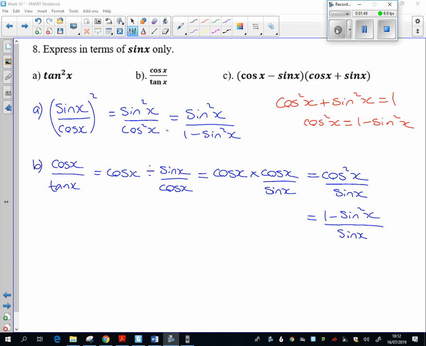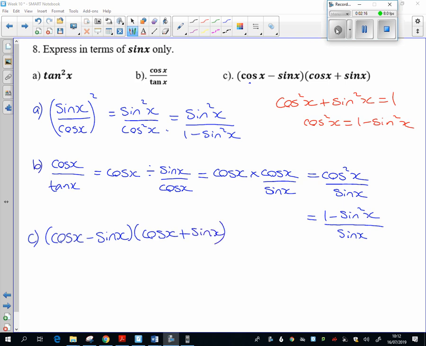Okay, and then C. So the obvious starting point with C is going to be to multiply out those brackets, because although we could rewrite cos squared x in terms of sine x, trying to do that just with cos x is going to involve some square rooting, and it's going to get quite awkward. So I would say the more obvious first step is going to be to expand those brackets out.